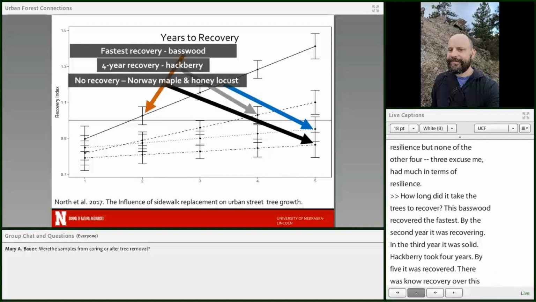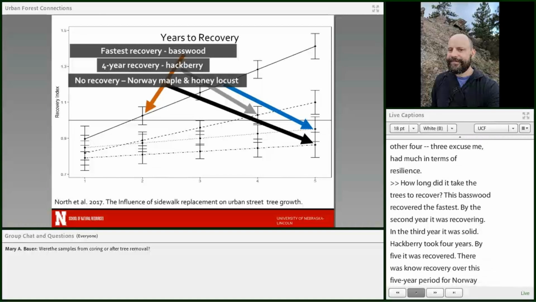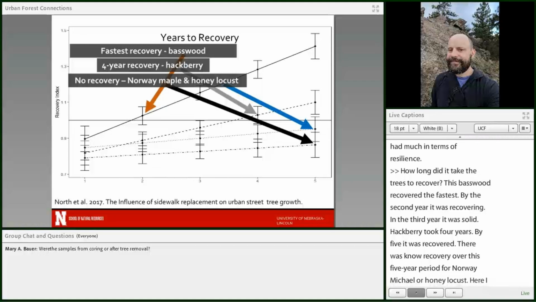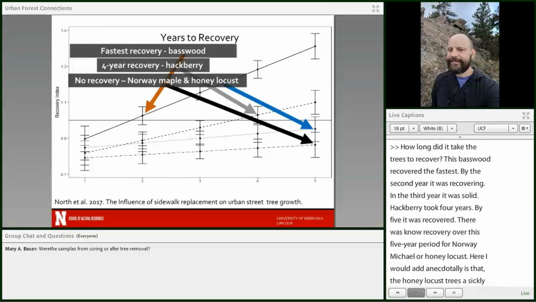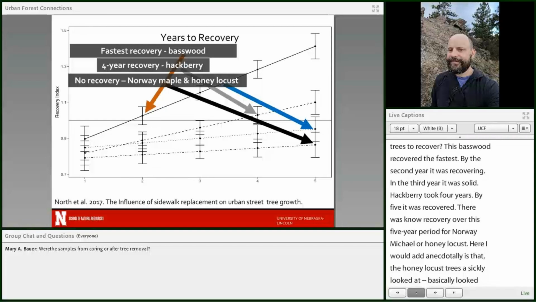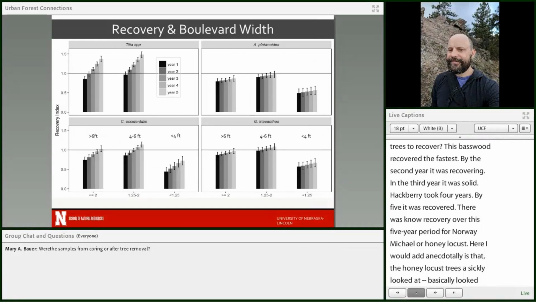And here the one thing I would add anecdotally that I noticed is that the honey locust trees, basically, they looked okay. So if we had used some sort of condition rating, that would maybe have helped this out a little bit. Norway maple all pretty much looked not great after this period.